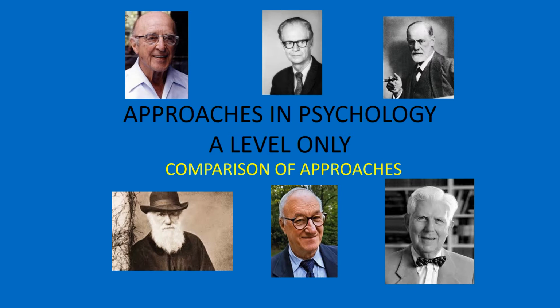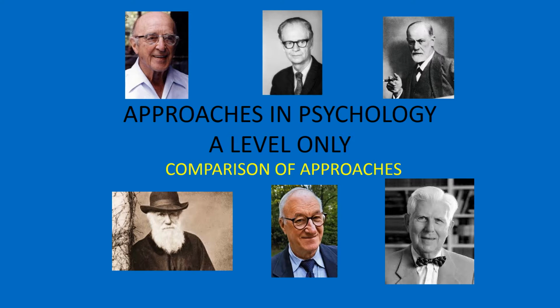So, comparison of approaches. The approaches we're going to be looking at are the six that we have studied. They're in no particular order, these guys. Obviously you recognize Carl Rogers up at the top there, who is our humanistic guy, and you've got B.F. Skinner, behaviorism, in the top middle. You've got Sigmund Freud, psychodynamic, Charles Darwin down at the bottom left-hand corner there, obviously biological, Albert Bandura, social learning theory, and then you've got Aaron Beck, who is our cognitive guy there.